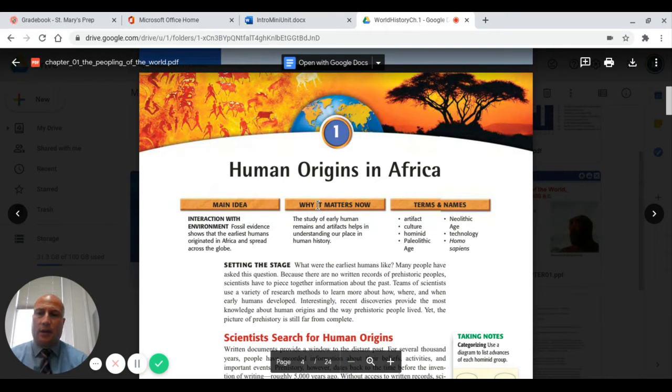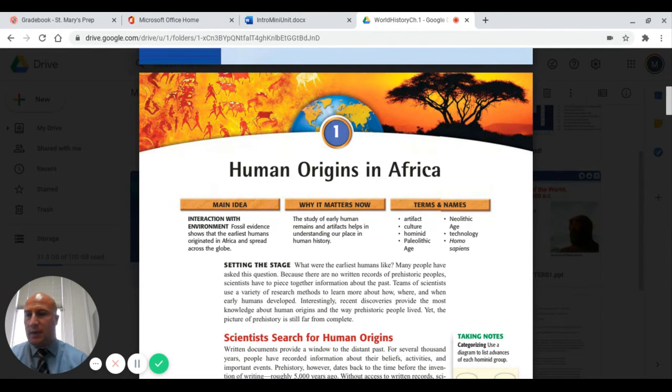The why it matters now, which connects things that we're learning about in the past to the present and why it's important for us to study it, and a list and a host of terms and key names that we will need to be acquainted with to truly understand the message of the section. The third step in previewing the section would be reading the setting the stage introductory paragraph. I like to compare this to, if you're writing an essay, your introductory paragraph would be akin to setting the stage in the textbook.